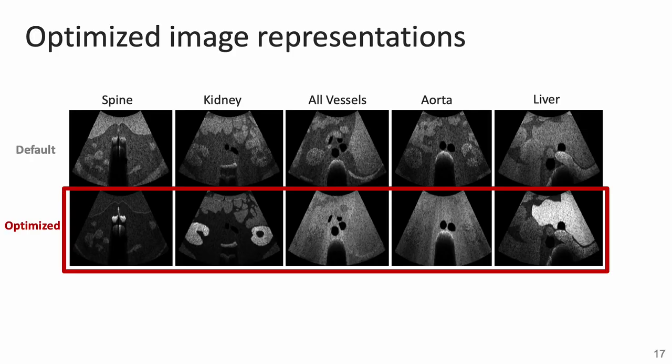We show further examples of default versus optimized image representations. It can be observed that the spine, kidney, and liver appear brighter, while vessels darken and small organs around disappear.